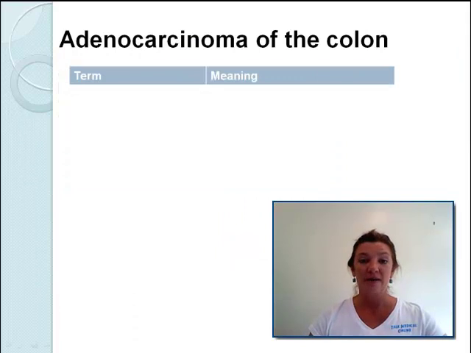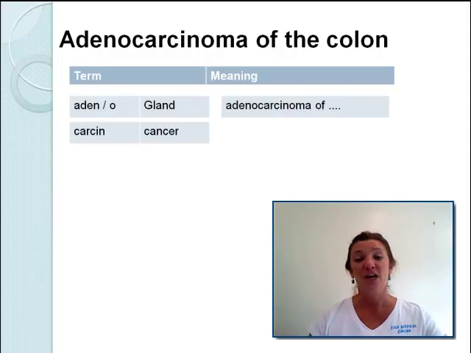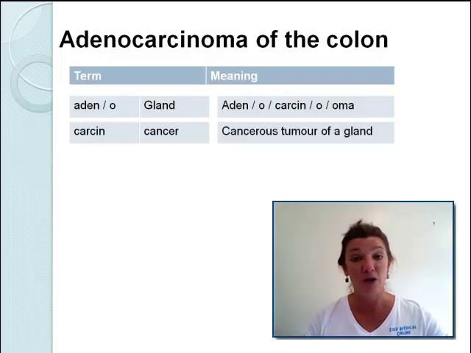Let's look in more detail at this term, adenocarcinoma of the colon. Adeno is gland, carcin is cancer, and oma means tumour. So you can have the term adenocarcinoma of any gland in the body. An adenocarcinoma, let's break it down. Aden, O, carcin, O, oma. And it means a cancerous tumour of a gland.